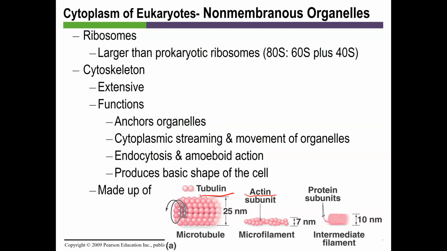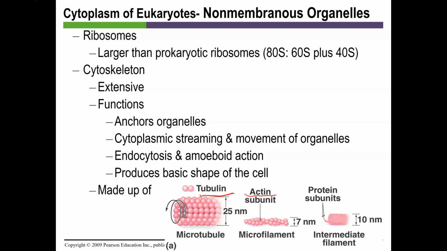Microfilaments are much smaller than the microtubules, but the intermediate filaments, as the name suggests, are in between the microtubules and microfilaments in size. There are a lot of different types of intermediate filaments, composed of a lot of different types of protein subunits. We are not going to try to name them all here. There are a lot of them, depending on the cell type.